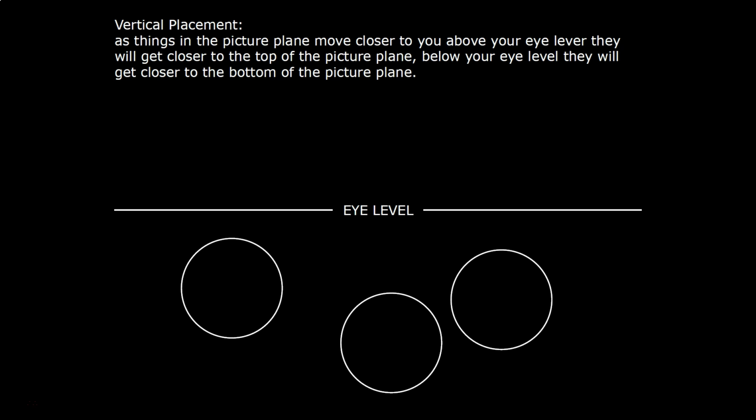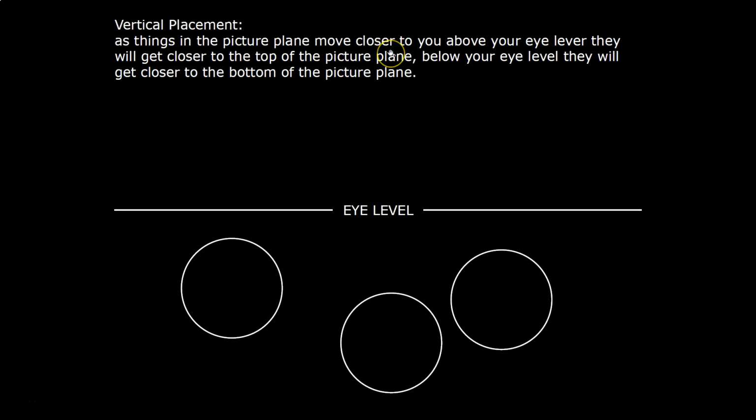The third and least obvious of the standard depth cues is vertical placement. This is going to be very important to us. We dealt with it a little bit when we were dealing with cross contour. This is the idea that we have our eye level, and anything that is below our eye level is going to get further down in the picture plane as it gets closer to us.